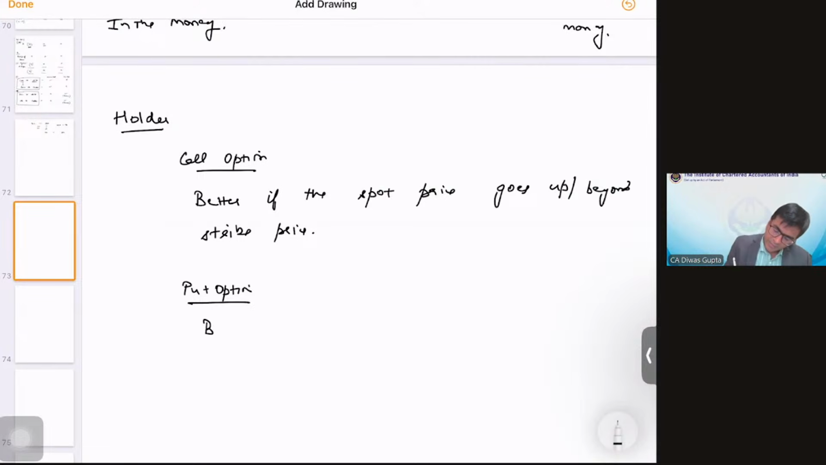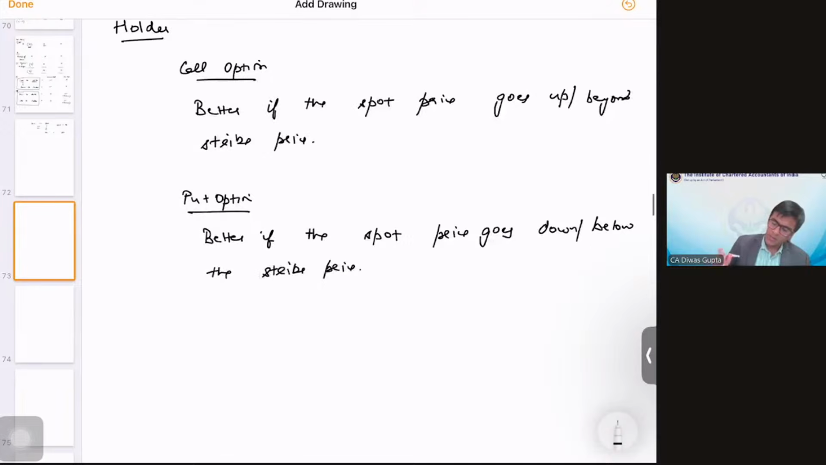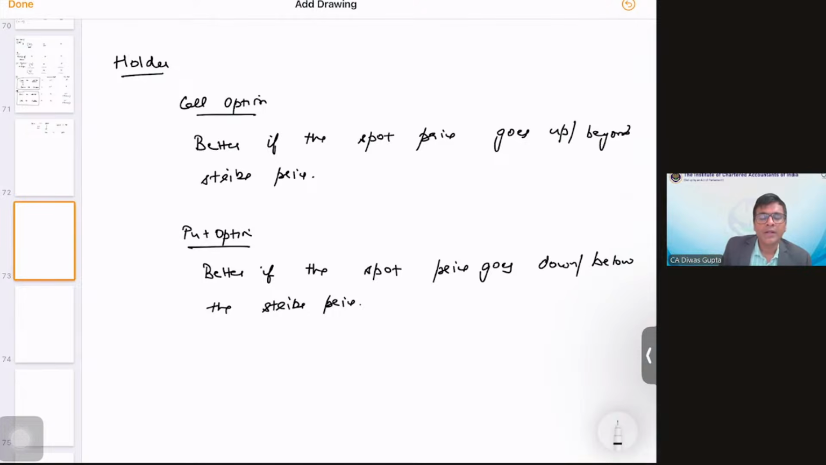And for a put option, similarly, a put option holder is better off if the spot price goes, come on, students, tell me, should it be up or down? Down, yes. Down, below the strike price. Correct? So the put option holder is benefited if the prices are lower than the strike price.